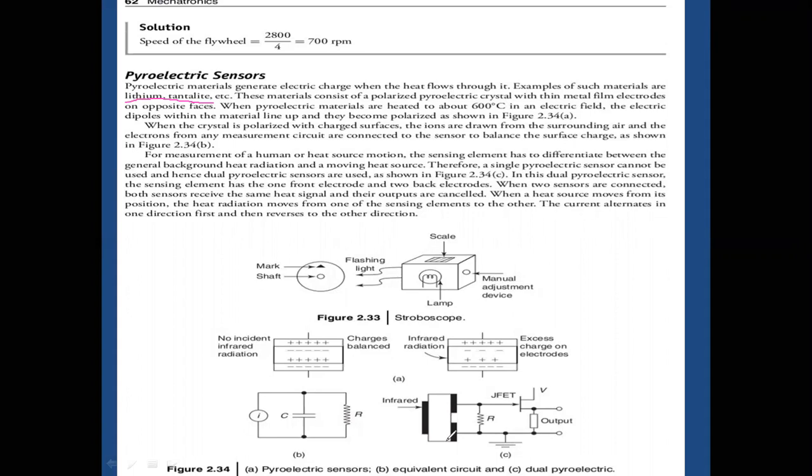Electrodes on the opposite face. Between the two poles we have a thin electrical pin. So if it's a pin, you can call it a polarized pyroelectric crystal. When pyroelectric materials are heated to about 600 degrees centigrade, observe, guys, the material is allowed to heat up to 600 degrees centigrade.